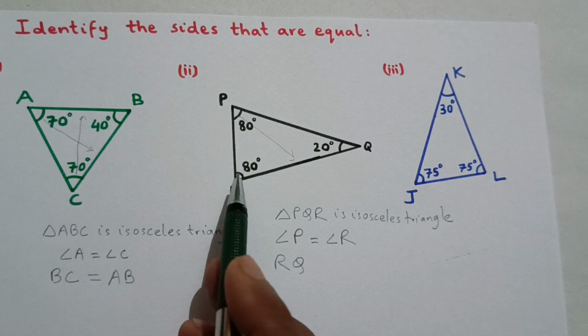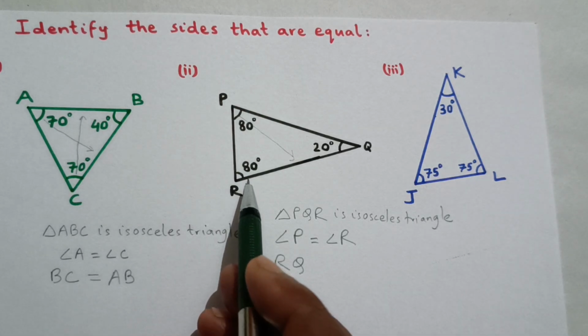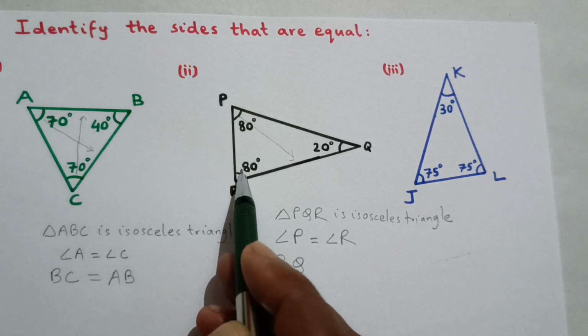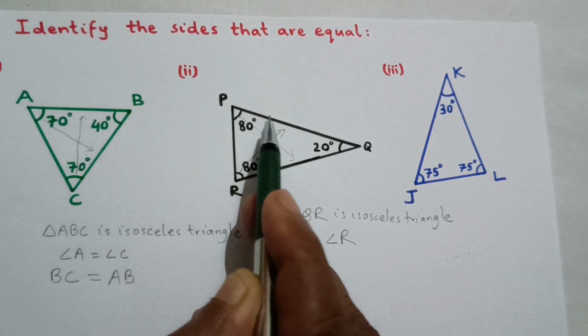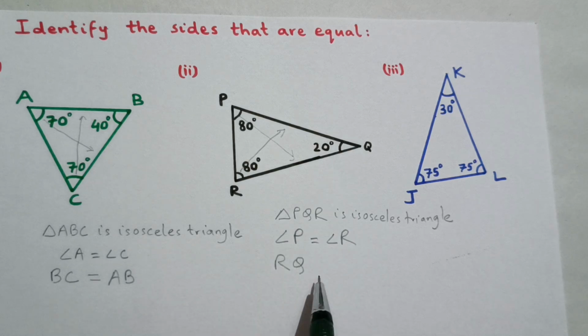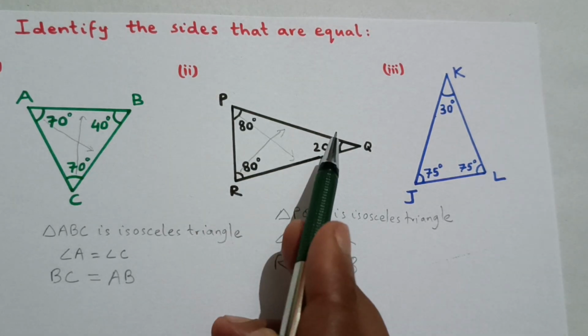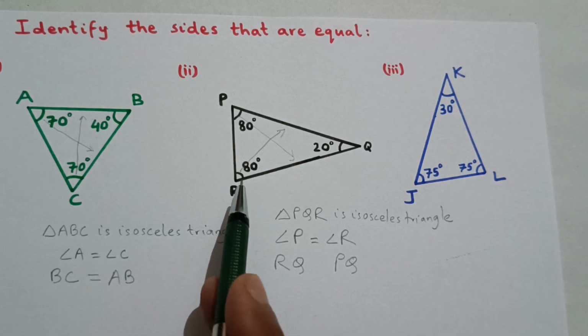Now let us look at angle R. Angle R is this angle. Now the side opposite to this angle is this side. So side PQ. So side PQ is opposite to angle R.